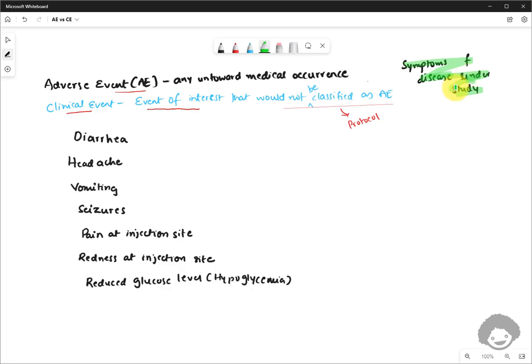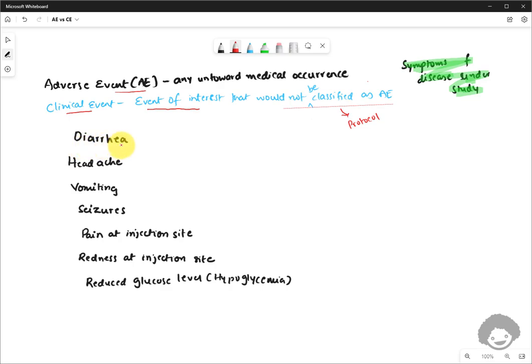We will see some examples of these symptoms of disease under study. I have listed here some of the untoward medical occurrences like diarrhea, headache, vomiting, seizures, pain at injection site, redness at injection site, and reduced glucose levels. In terms of medical terminology, all of these are medical occurrences. But whether it is an event of interest that would not be classified as an AE, or whether it has to be classified as AE would depend on the study level.